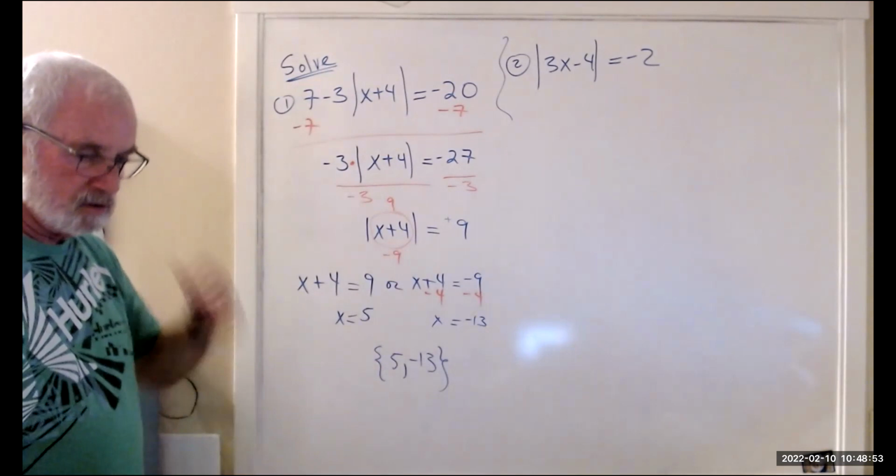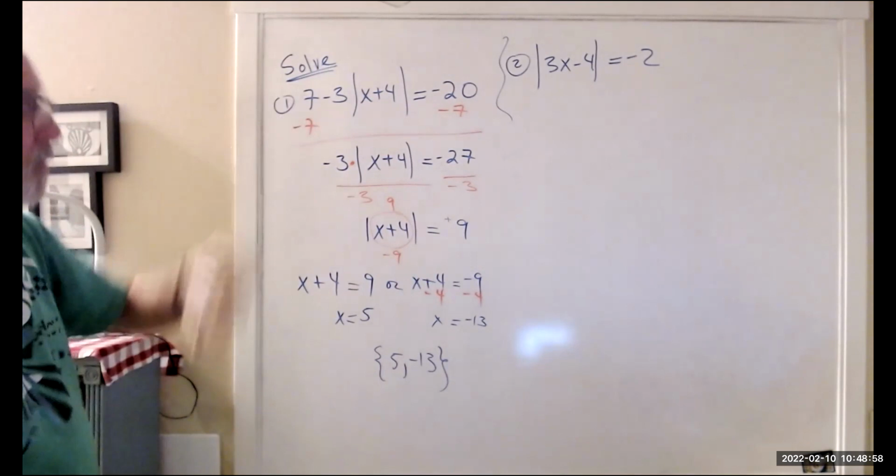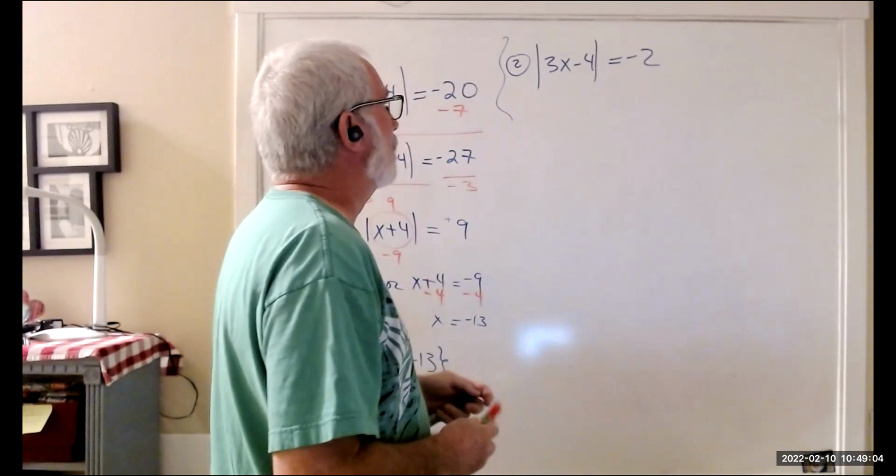Okay. What did people get here for an answer? Anybody? That's what I was wondering, because no matter what you do inside of the absolute value, it's never going to give you a negative two because there's not a negative on the outside.